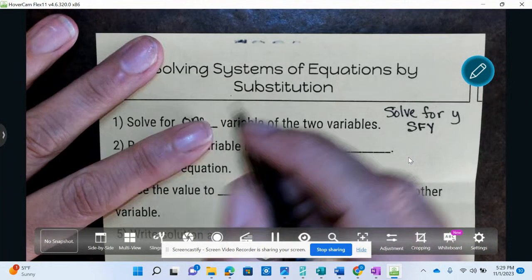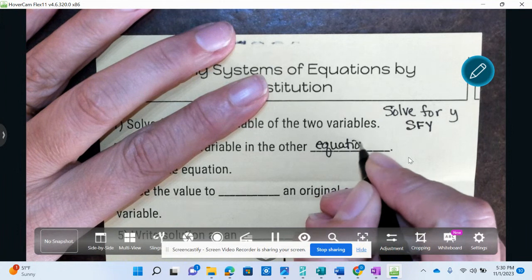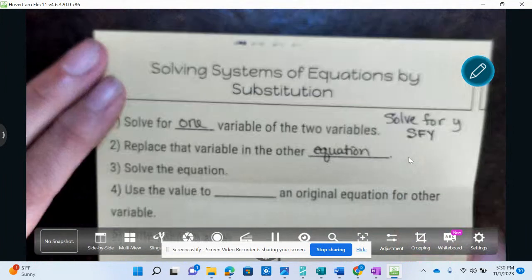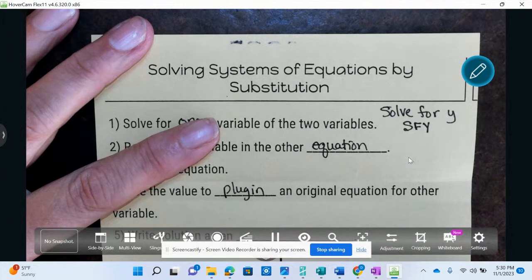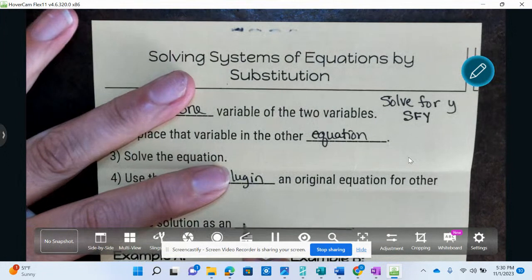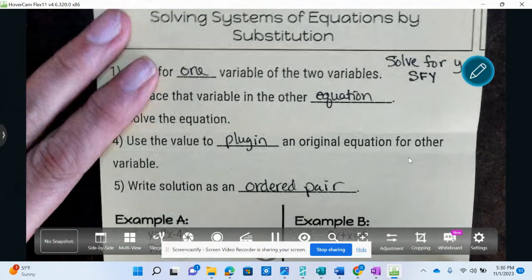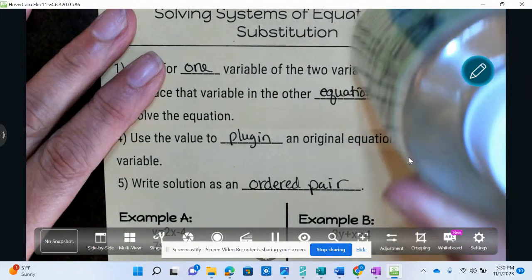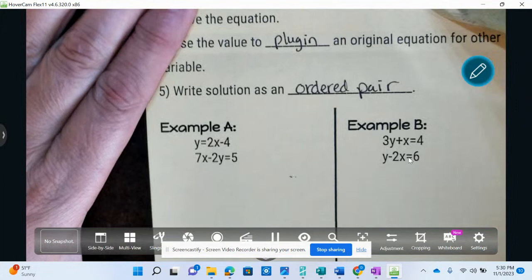Then you're going to replace that variable in the other equation. You substitute that expression, then solve, and then use the value to plug into an original equation for the other variable. Then make sure that you write your solution as an ordered pair. Your solution is an ordered pair. Okay, let's do this first one together, and then maybe we can freeze and let you guys do the second one.